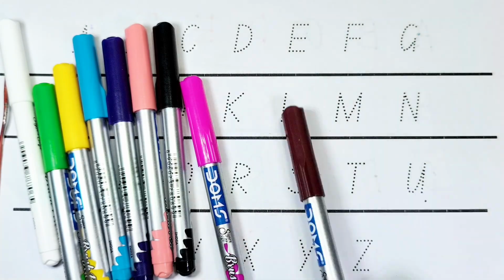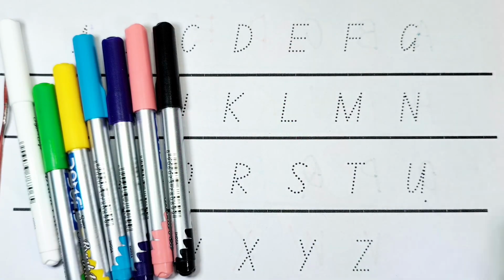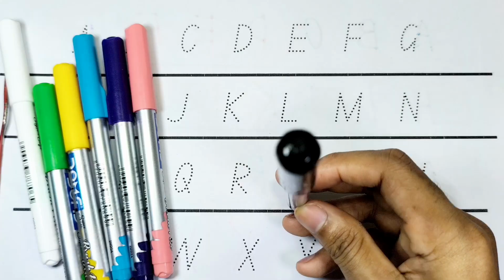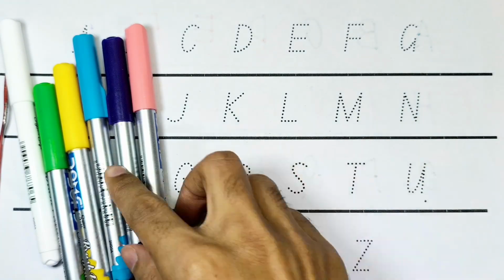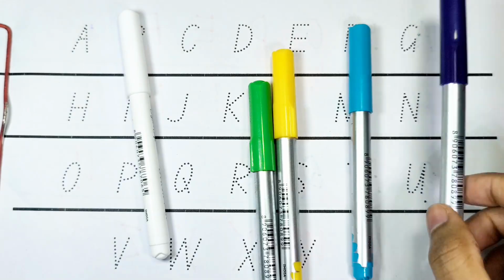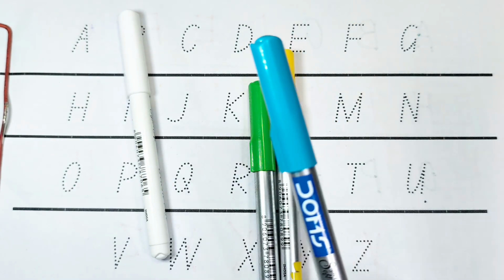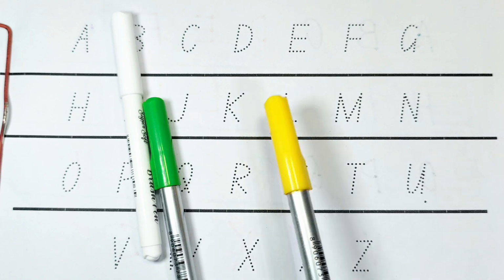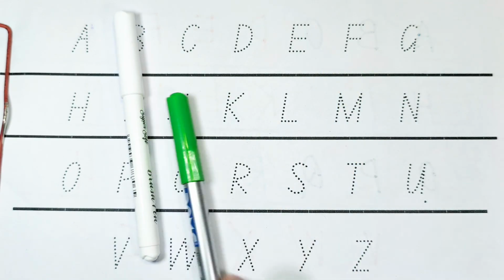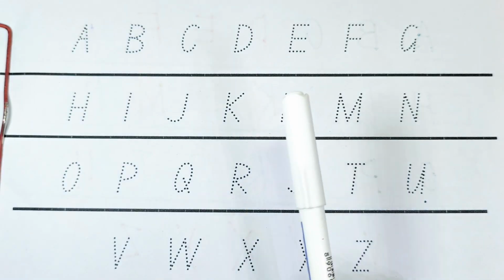Brown color. Kids, the next one is dark pink color. Yes, black color. So many colors. Light pink color. Persian blue color. Stay with us. Sky blue color. Yes, yellow color, light green color, white color.